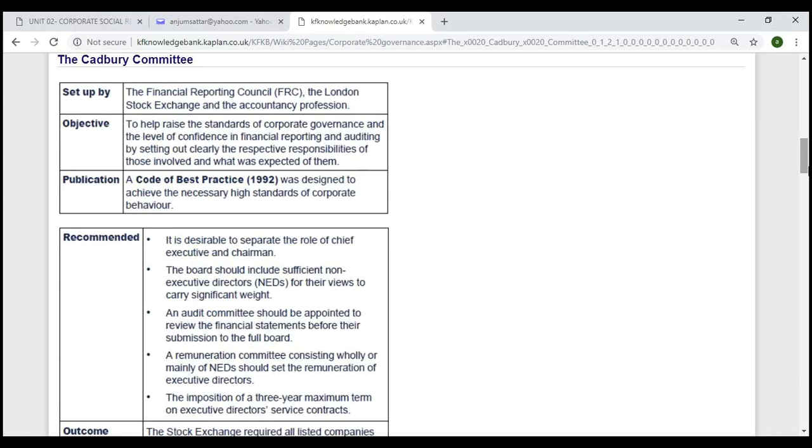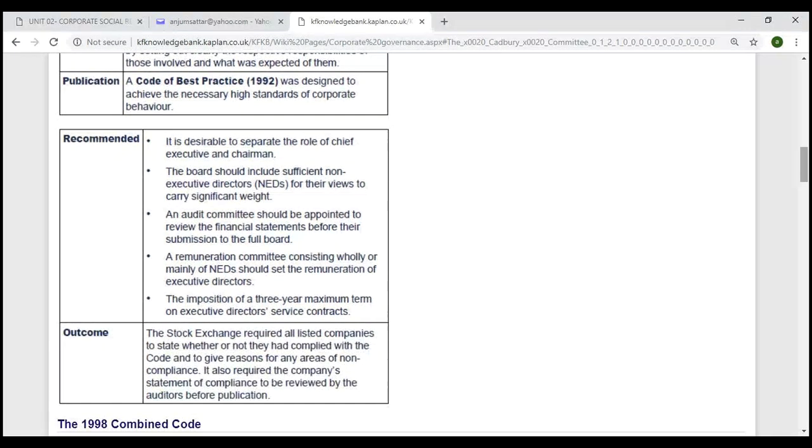report set by the Financial Reporting Council, the London Stock Exchange and the accounting profession. The objective of this committee was to help raise the standard of governance and the level of confidence in financial reporting and auditing, by setting out clear responsibilities and the Code of Practice in 1992. It recommended that it is desirable to separate the role of the chief executive and the chairman, and that the board includes sufficient non-executive members.